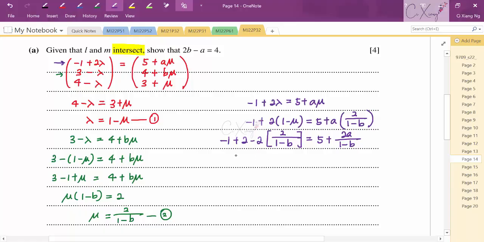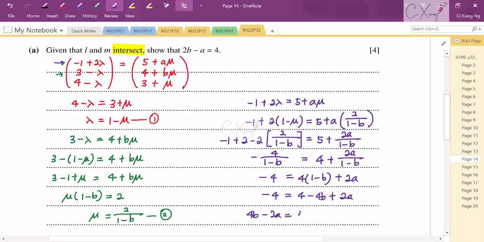Rephrasing everything again, I have -4 over 1 minus b equals 5 plus 1, which is 6, minus 2, so I get a 4 here, and then plus 2a divided by 1 minus b. To make the 1 minus b disappear, I multiply the whole equation by 1 minus b. So I have -4 equals 4 multiplied by 1 minus b, plus 2a. From this step onwards, we just simplify. So 4b minus 2a equals 8, and therefore we get 2b minus a equals 4. This is the equation they want us to show.